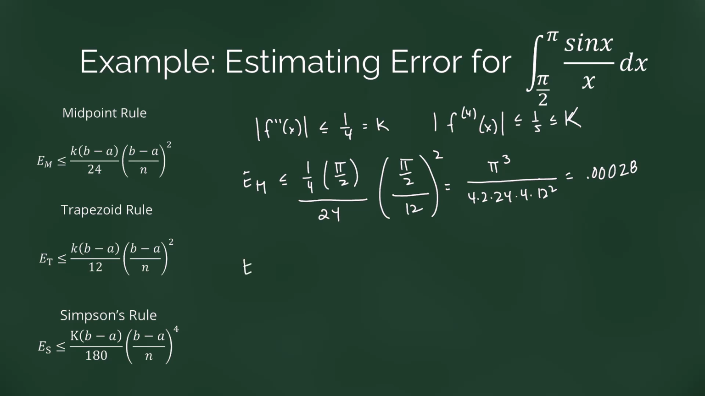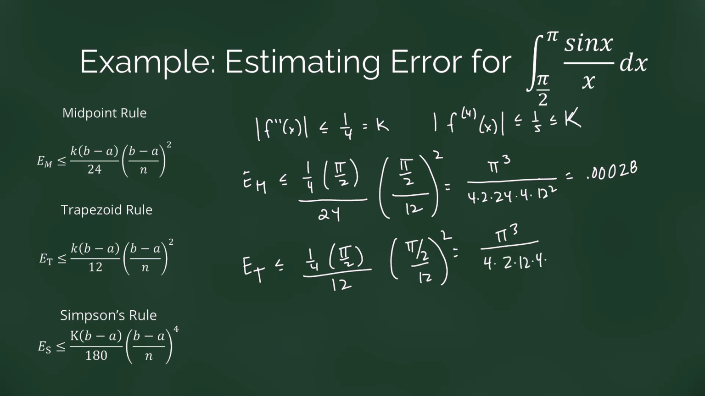Okay, now we can do the trapezoid. If we compare the two formulas, we can see pretty easily that the trapezoid estimate upper bound is twice as big as the midpoint estimate upper bound because the denominator is half as big. The only thing that's going to change in everything we just did is the 24 switches to a 12. So now we'll have pi cubed over 4 times 2 times 12 times 4 times 12 squared. And when we plug that into our calculator, we do in fact get a number that is twice as big. We get 0.00056.